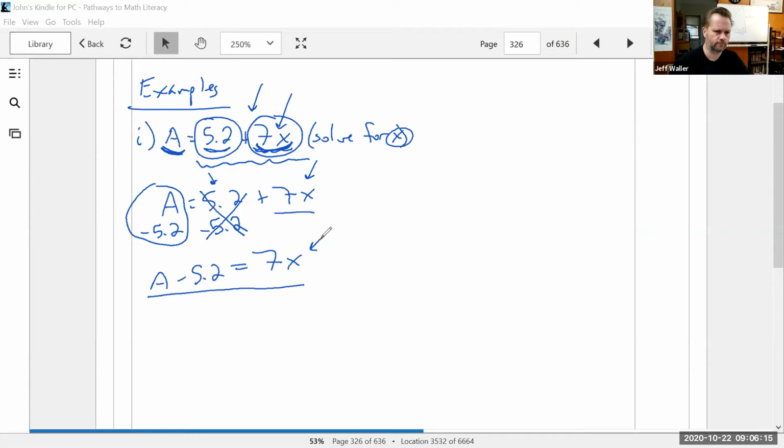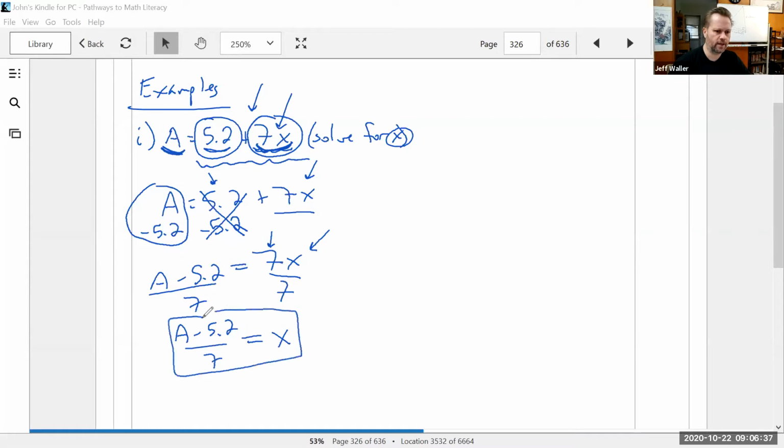Divided by 7. Yeah, I want to get rid of this 7, and it's currently multiplying the x. I'm going to divide by 7. I've got too many lines going on here. Hold on. So divide by 7. I get x equals a minus 5.2 divided by 7. No need to divide that out somehow. Just that's the answer.